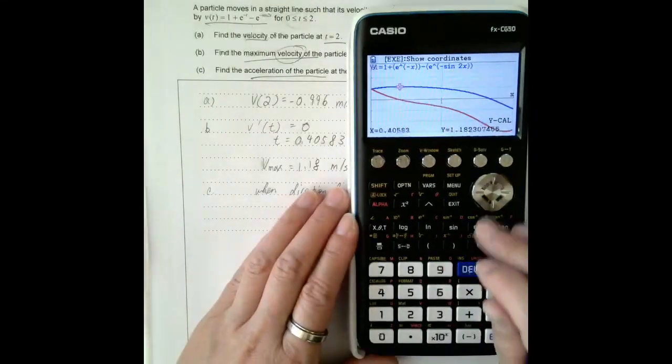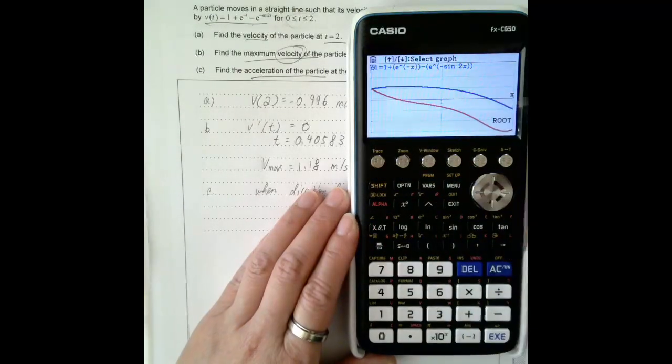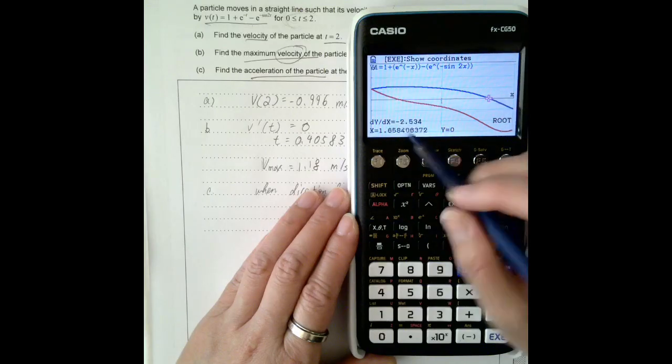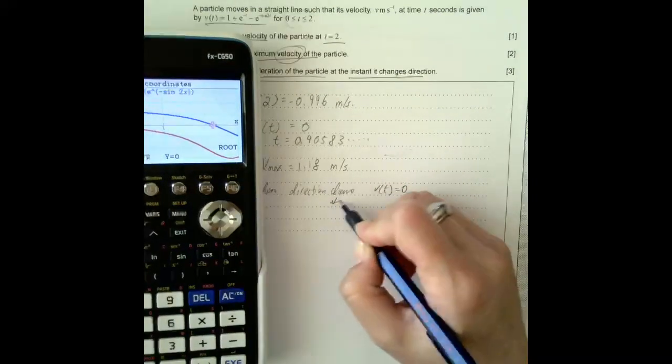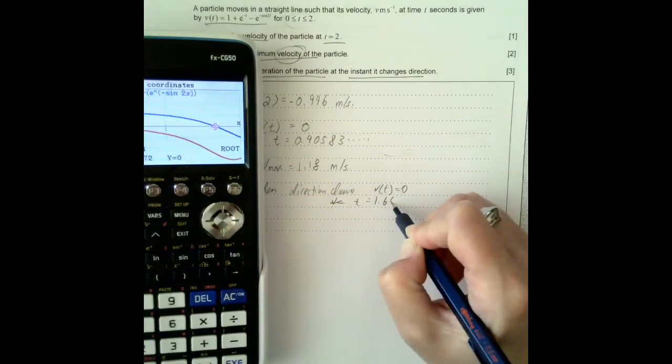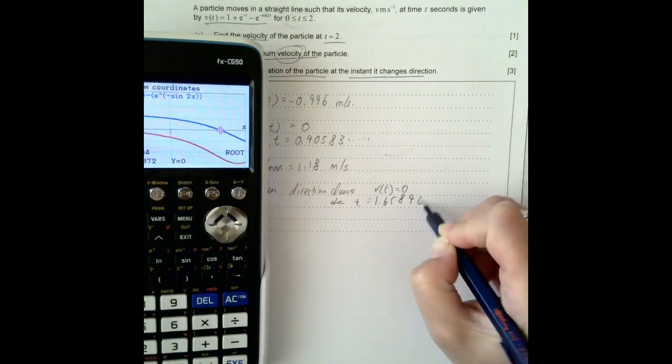So we need to solve it. So G-Solve, the root of the blue one, the velocity. This gives us 1.65. So at that time, t should be equal to 1.658. It's not the final answer, so I write a few more digits there.